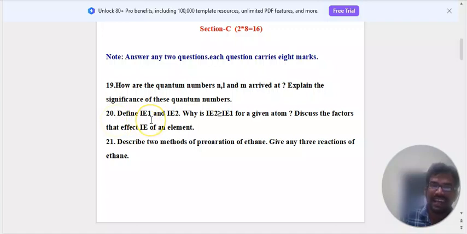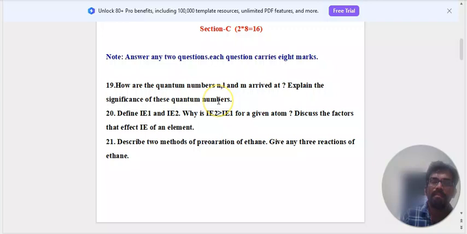Define ionization energy, IE1 and IE2. Why is IE2 greater than IE1 for a given atom? Discuss the factors that affect the IE of an element. 21. Describe 2 methods of preparation of ethane. Give any 3 reactions of ethane.